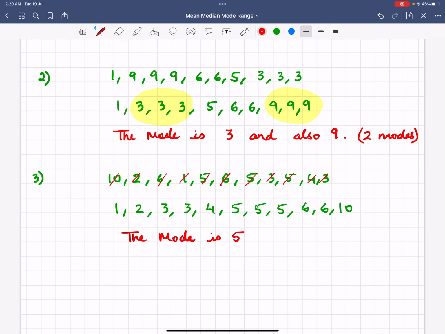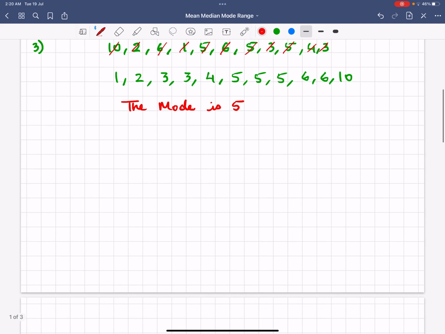Alright, moving on to the next example. I will write the question. You can give it a try and then later on you can check the answer. I will write the numbers here and you can write them in ascending order and then try to find the mode. So the numbers are 19, 16, 11, 10, 23, 14, 22, 23 and 11.